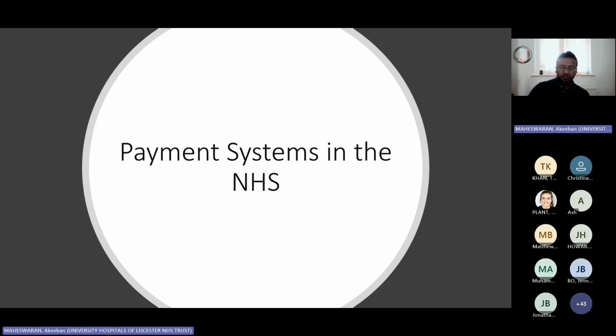So what I'm going to try and do is give you the building blocks. There are 7 ways in which you can have a service paid for in the NHS, and we'll talk about different aspects of it, and then we'll go down to the current system for acute and general practice. Okay.